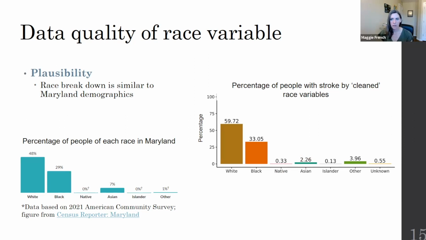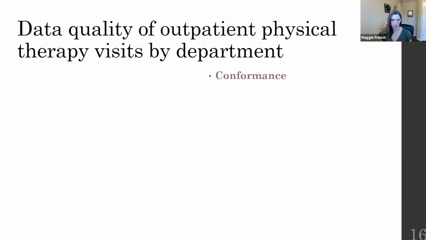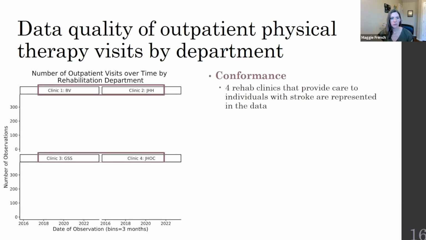So I now want to talk about some examples of data quality screens that we do related to outpatient physical therapy visits based on department. Related to conformance, at Johns Hopkins, we know that we have 4 outpatient physical therapy departments that see a vast majority of our individuals with stroke. And so the first thing we can do to check conformance is see if we have data from those 4 rehab clinics. And in fact, in our repository, we do, demonstrating good conformance related to what we expect the structure of the data to be.